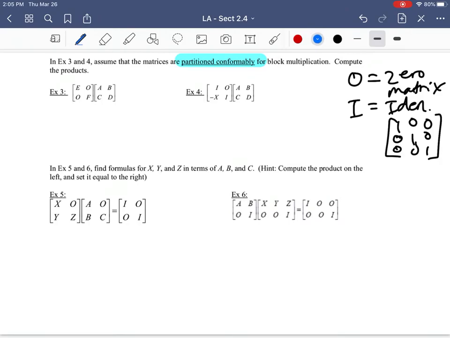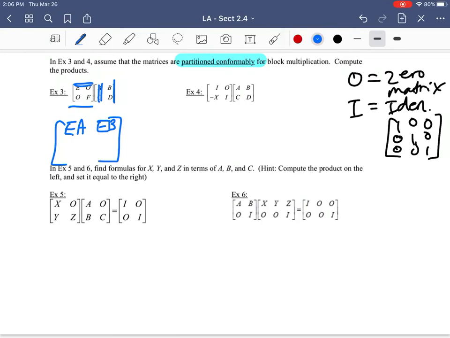So here we go. I have a 2 by 2 and a 2 by 2, so I'm going to get a 2 by 2. So I have E0 times AC. So E times A is EA, and then 0 times C is 0, so I'm just going to get EA. Then I have E0 times BD. So E times B is just going to be EB, and then 0 times D is 0. So I have EB.